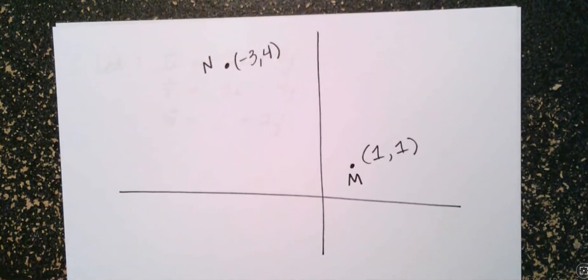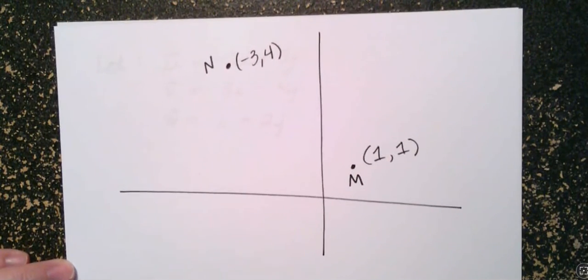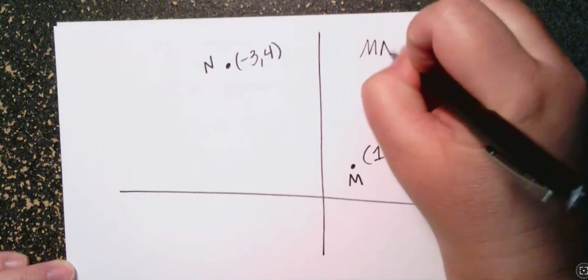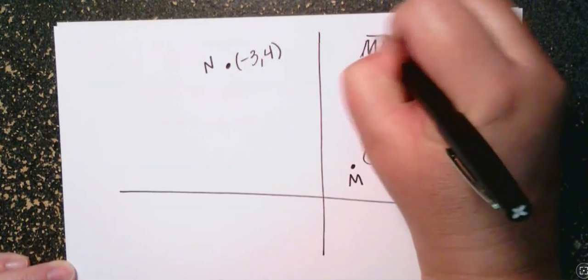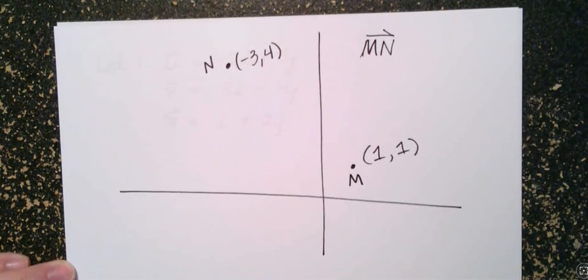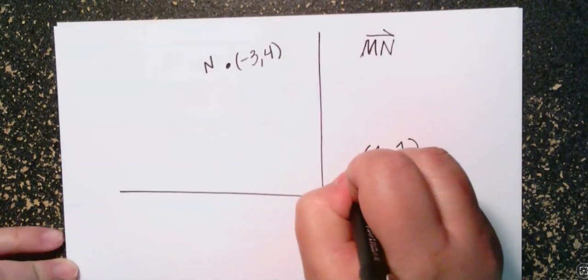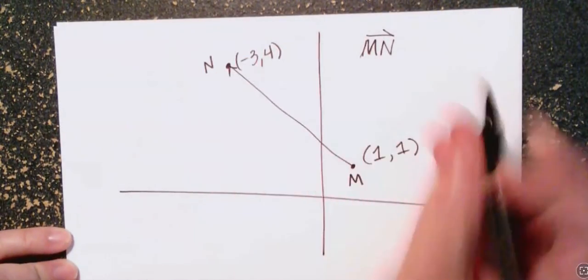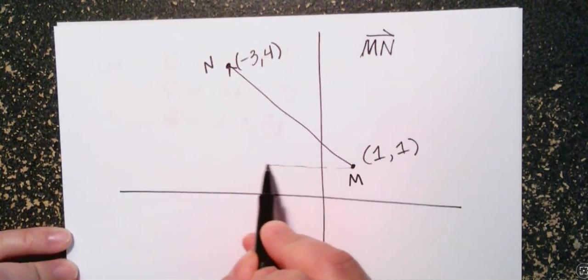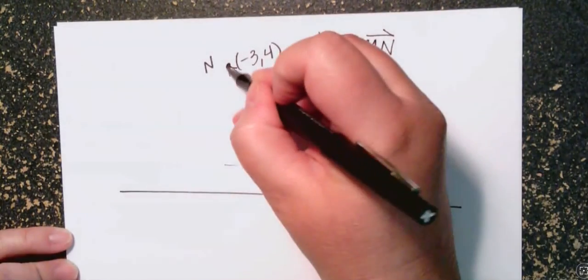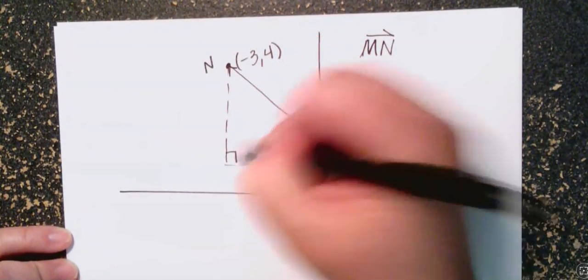All right, so here's another one. Let's figure out what the magnitude of, let's call it vector MN. Let's say we want vector MN. So the vector that goes from M to N. All right, so its magnitude would be horizontal distance squared plus vertical distance squared.